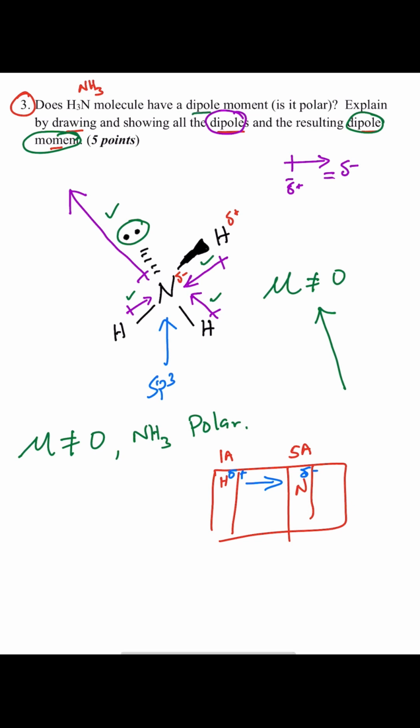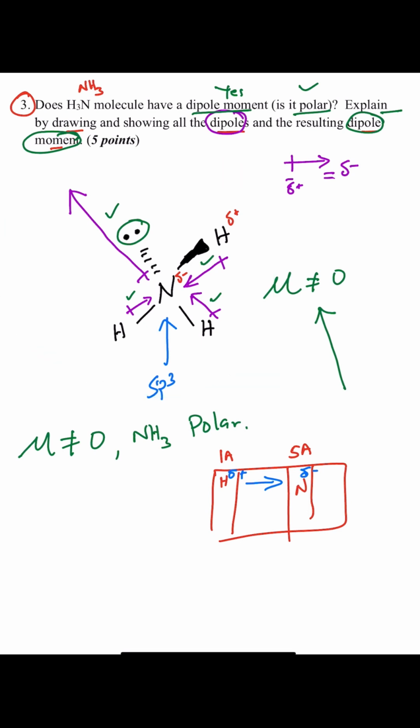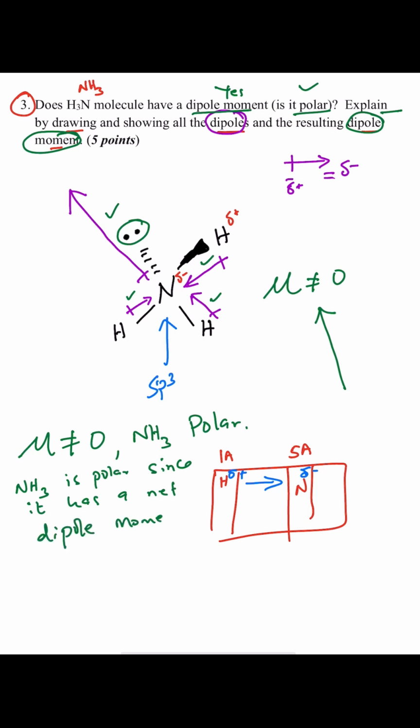So does the molecule have a dipole moment? Yes. Is it polar? Yes. And then explain. And here, this diagram explains. So you can just summarize and say NH3 is polar since it has a net dipole moment. We just say mu is not equal to 0.